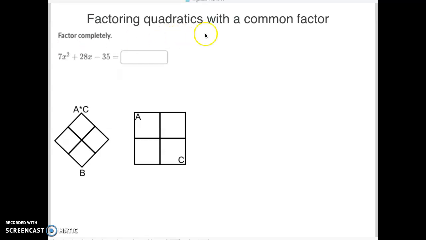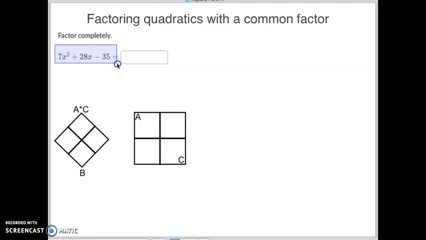So, factoring quadratics with a common factor. Now, the first thing you've got to understand before I put an ABC term on these is the first thing I look at: is there any number or variable the three of these have in common? And in this case, they do. They have a 7 in common.